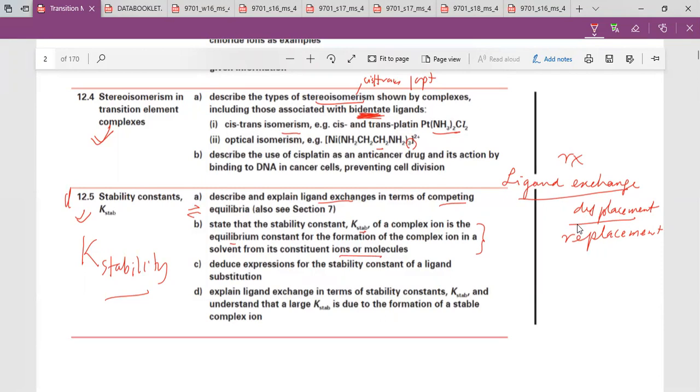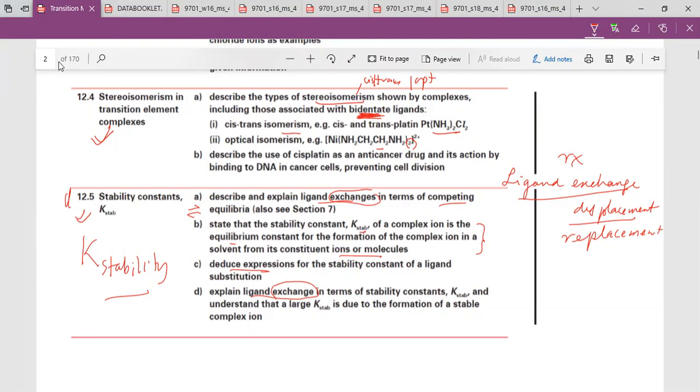Write the expression for the stability constant for ligands. Expression, same old thing, on Kstab. Explain ligand exchange. See, they use the word ligand exchange here. So the word exchange here is most often used to ask you what kind of reaction it is. Ligand exchange. Easiest, okay? Right?